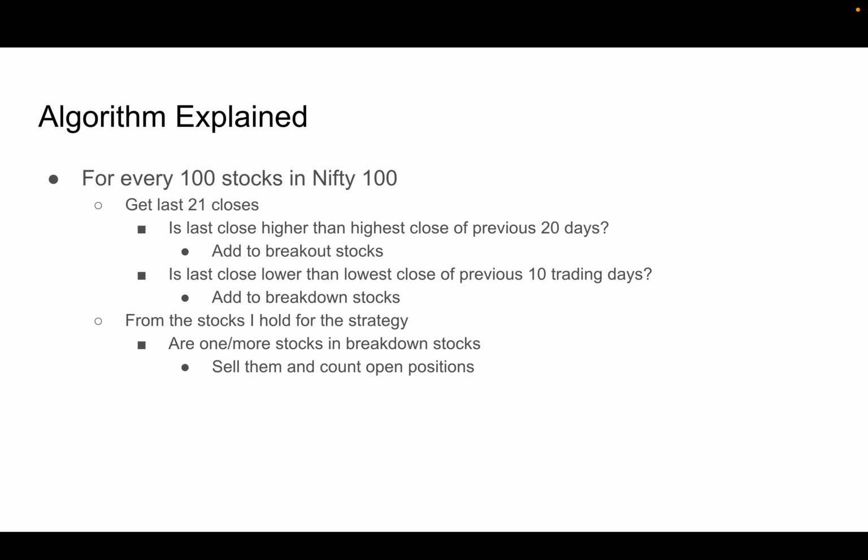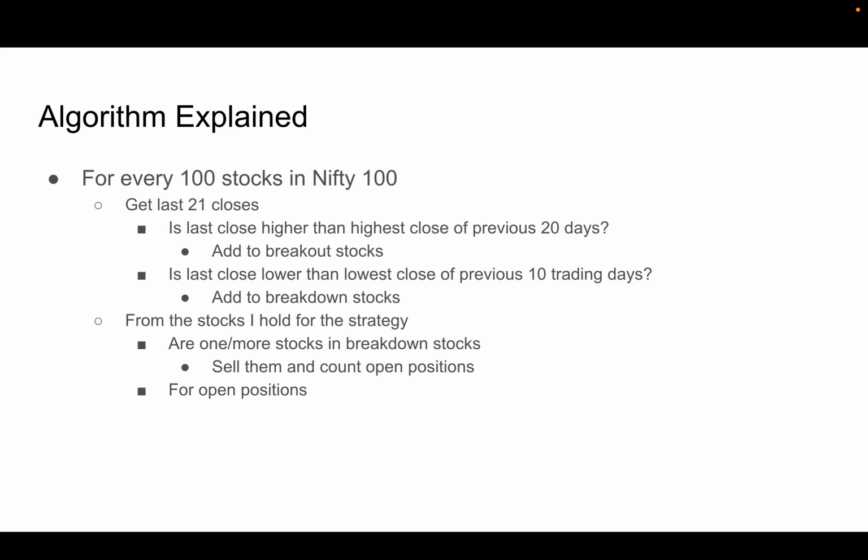But now, I get this list and I need to sell, and I need to also count the open positions, because out of these 10 stocks, if I'm selling three, I mean, if there are three stocks that have hit the stop loss, then I need to refill them or replace them with three new stocks. So at this point, I sell and count how many positions I need to replace.